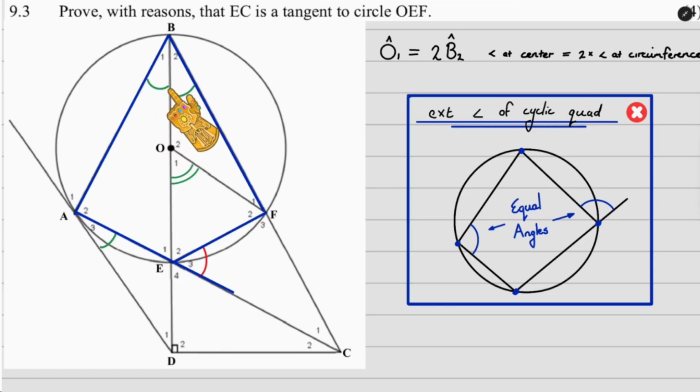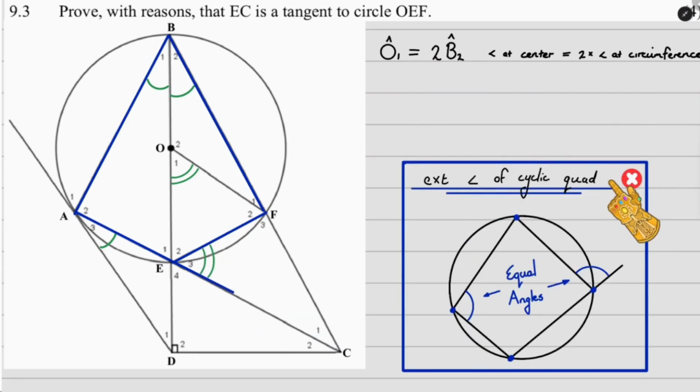So it's equal to this green angle plus this green angle. So it's 2 times the size of a green angle, my bro. And now in essence our job is almost finished. We've proved that E3 is the same size as O1. They both double the size of a green angle. And let's see how we're going to write that up.